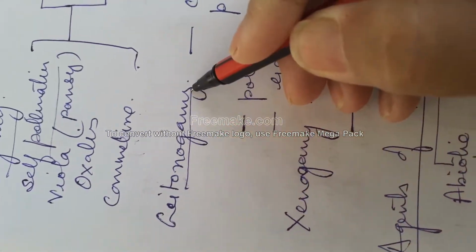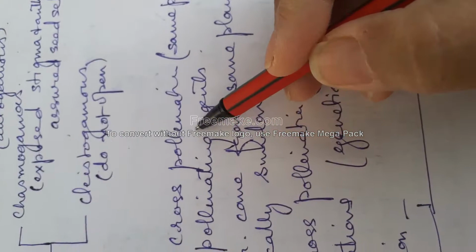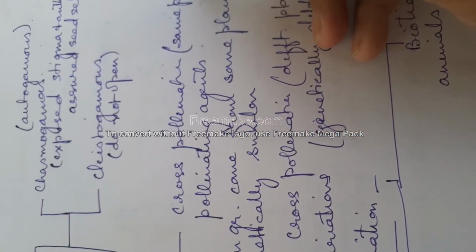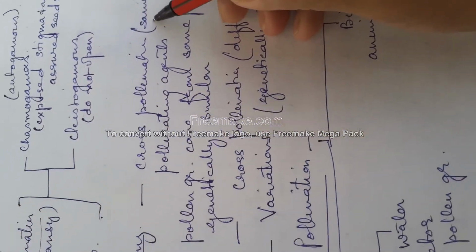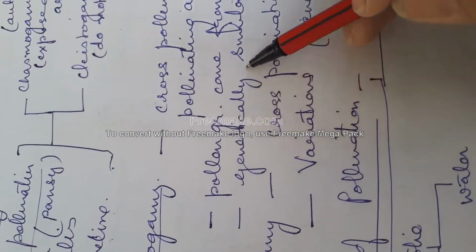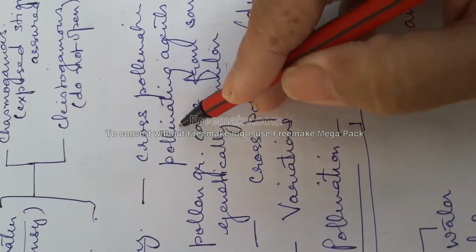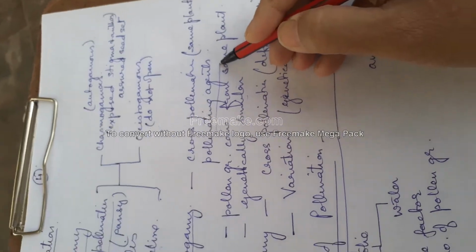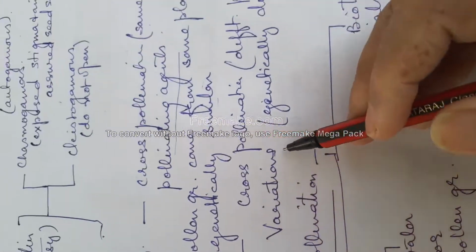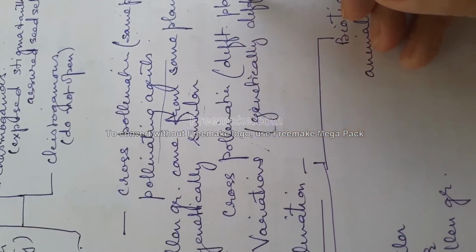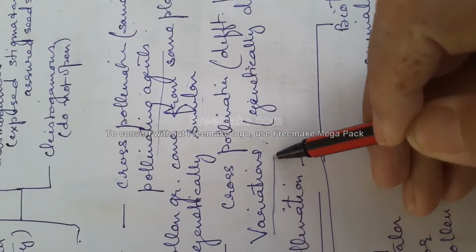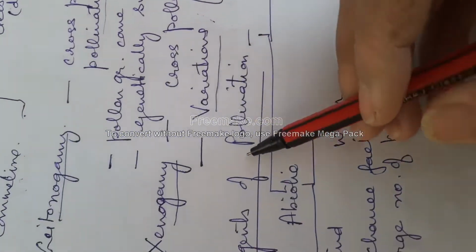Now geitonogamy, it is also called cross-pollination. You must have noticed that when cross-pollination occurs in the same plant, that is called geitonogamy. Now pollen grains come from the same plant, so that is why they are genetically similar. This also requires pollinating agents, wind, insects, etc. Now xenogamy. Xenogamy is a cross-pollination where pollen grains from a different plant settle on a different plant. Here the variations do occur because they are genetically different.